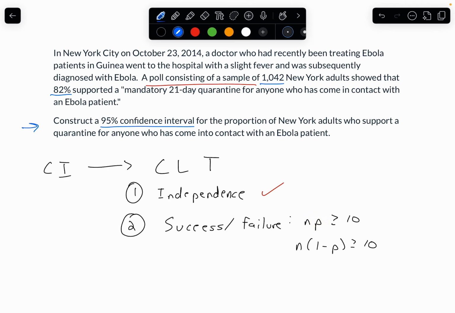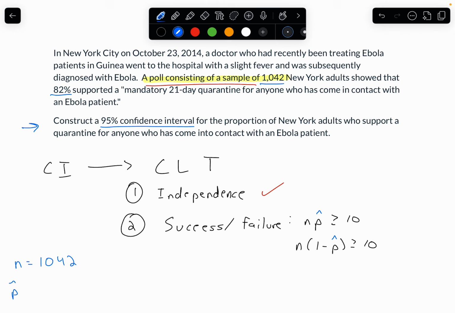So in these cases, if I don't know what p is, we are going to use p hat as a stand-in for p. So we're going to substitute p hat for p in basically all of our formulas that we might require for the central limit theorem and things like that. So we're going to use n times p hat. Now, I need to know what n is and what p hat is before I can begin to answer this question. So let's take a look back up here at the top. n is our sample size. We said that we've got a poll consisting of a sample of 1,042 New York adults. So in this problem, we know that n is equal to 1,042.